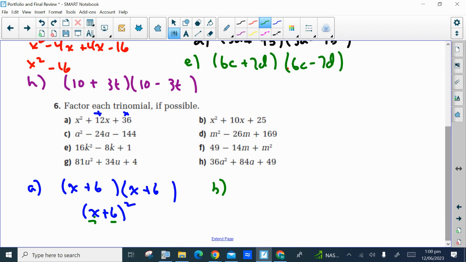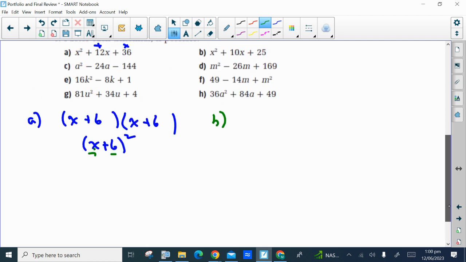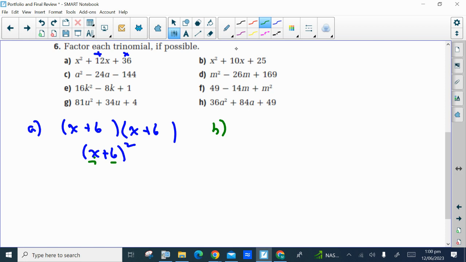So question B is another example of a perfect square trinomial. The first and last terms are perfect squares, so that's where you start. The square root of x squared is x, the square root of 25 is 5. But that's only the first part. If you multiply these together and double, you need to get the middle term, and you do. So it is a perfect square trinomial. X times 5 is 5x, doubled is 10x. Because it's positive 10x, it'll be x plus 5 all squared. If you did this the way we did part A first, you'd get x plus 5 times x plus 5, which is x plus 5 squared.